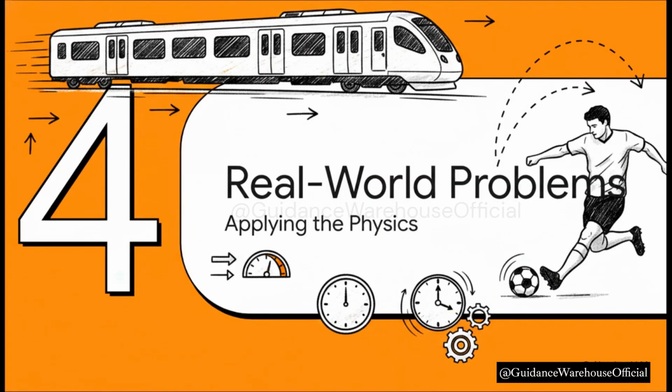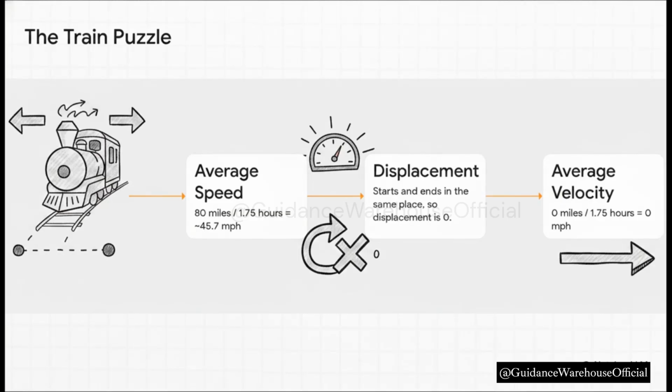All right, let's put this into practice and actually solve those problems we started with. Because this isn't just some abstract theory. This is exactly how we analyze motion in the real world, whether we're talking about commuter trains or football players on the field. So, back to our train.